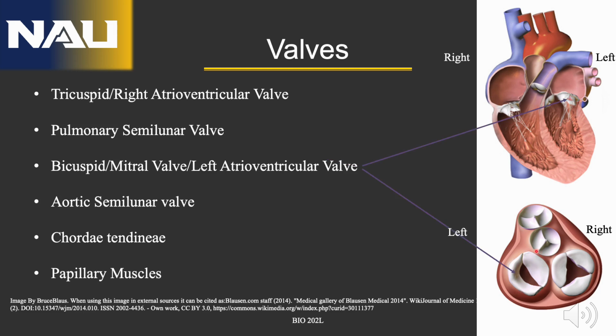left atrial ventricular valve. This only has two leaflets on it, so it's a bicuspid. It's the left atrial ventricular valve. And again, we have those chordae tendineae and papillary muscles. Lastly, we have the aortic semilunar valve. This valve leads to the aorta, where blood goes to the rest of the body.